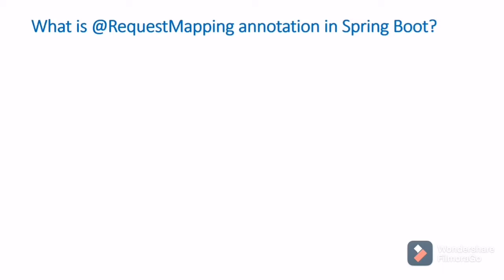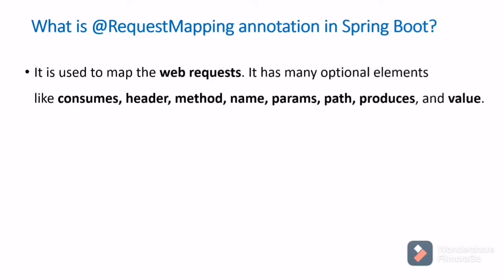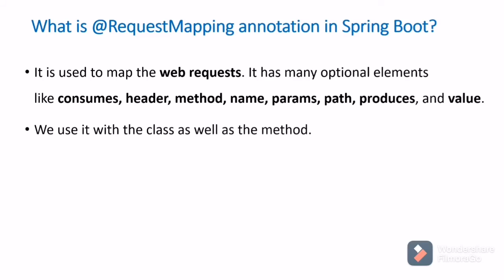What is the @RequestMapping annotation in Spring Boot? If you want to access any resource, we need to access it by using some link like a URI. That thing we can define in the @RequestMapping annotation. It is used to map the web request, and it has many optional elements like consumes, headers, method, name, params, path, produces, value. All these things are just configuration. We can configure them inside the @RequestMapping annotation, and we can use this annotation at class level and also at method level.